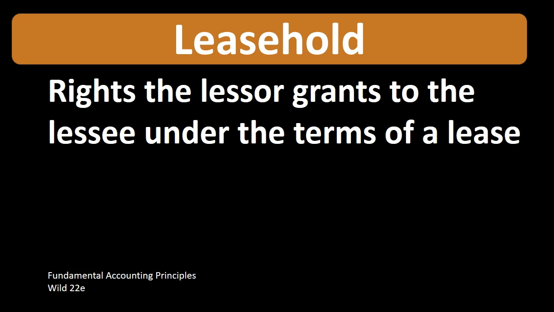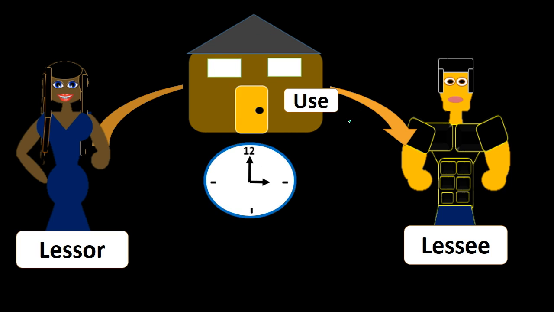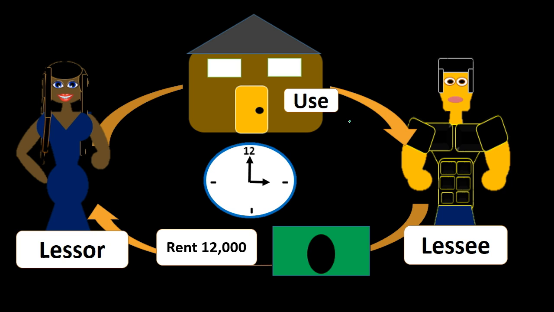The idea of the leasehold is the actual rights the lessor grants to the lessee under the terms of the lease, which generally will include the use of the property in the lease. So if we have this piece of property, the leasehold is going to be the granting from the lessor to the lessee of the use of this property for a certain time period in exchange for rent for that time period. So as that time period passes, we're going to have the rent accumulating, going from the lessee to the lessor.